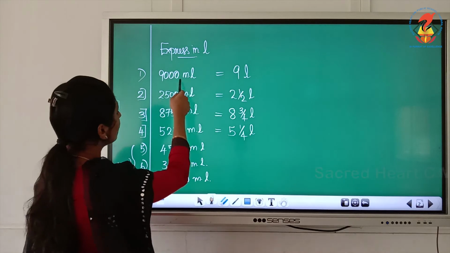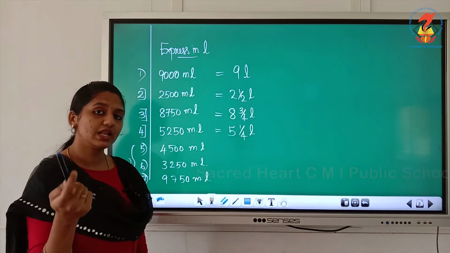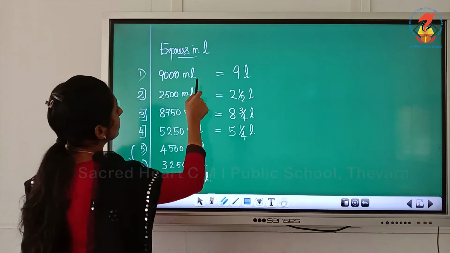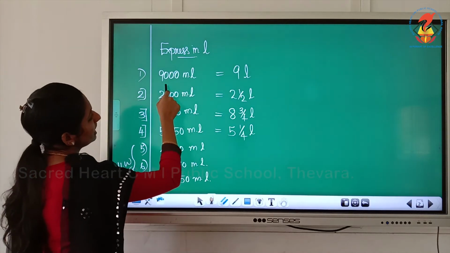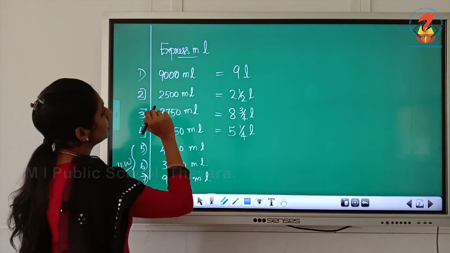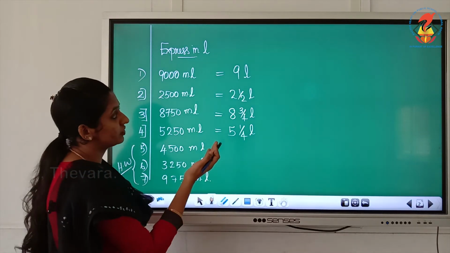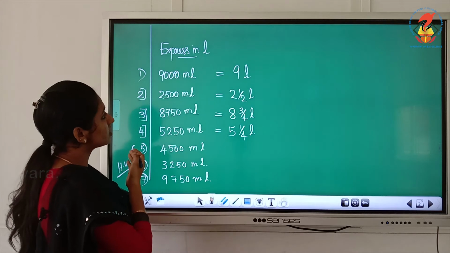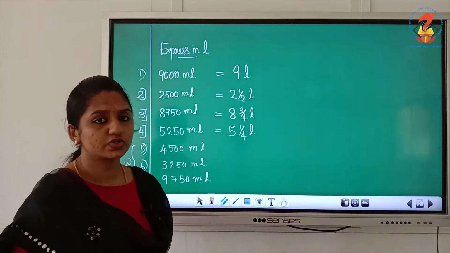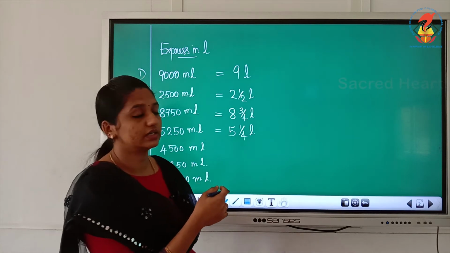You can express 9000 milliliters. We already know 1000 milliliter is equal to 1 liter. So here we can divide. How can we express milliliter to liter? Milliliter to liter, just the number of milliliter divided by 1000. We can convert that 9000 milliliter into liter. We already learned this in the 3rd standard also. If you have any doubt, you can take the previous worksheet and learn it. Okay.